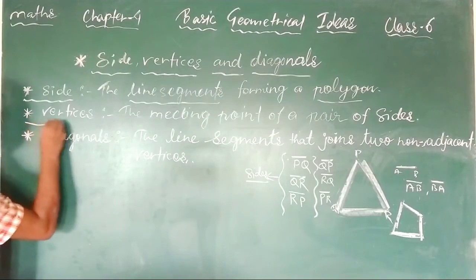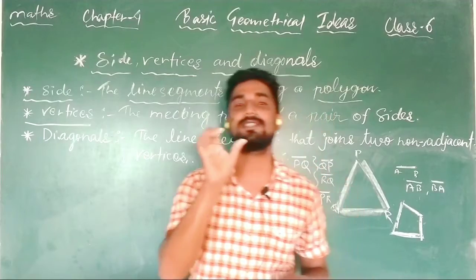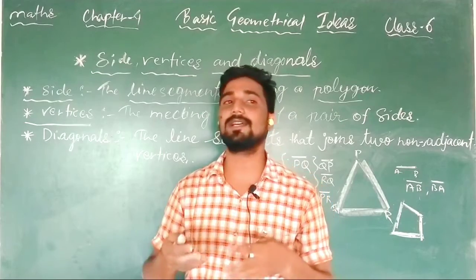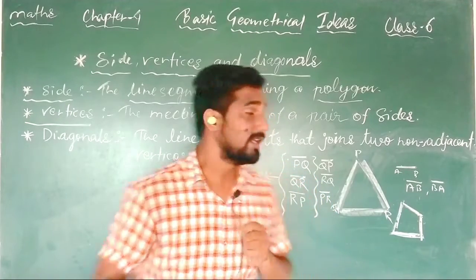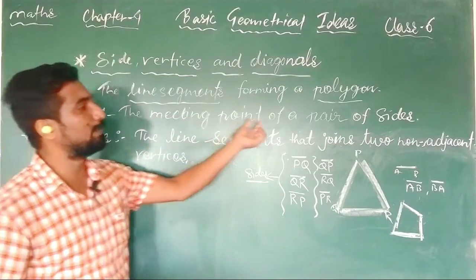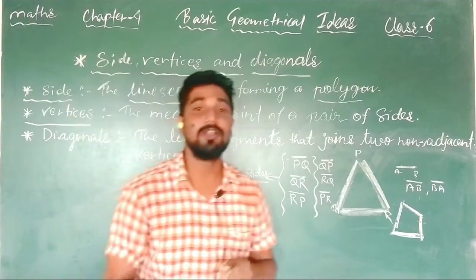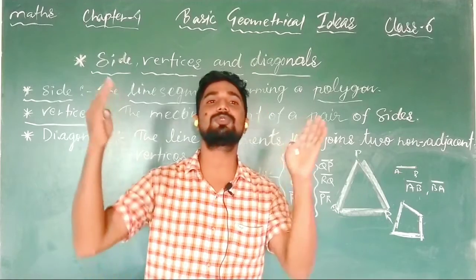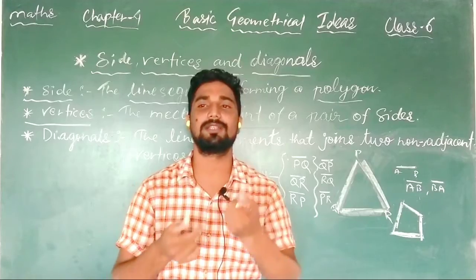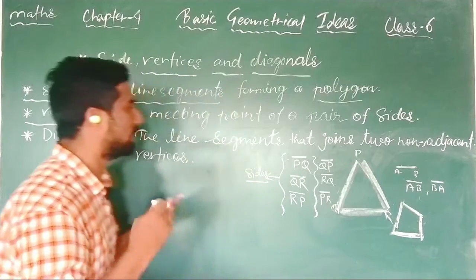Now see the second term, that is vertices. The word vertex is singular, and vertices is its plural. If there is more than one vertex, it is said as vertices. So what is a vertex? It is the meeting point of a pair of sides, where pair means 2. Where 2 sides meet, that point is called a vertex or vertices.